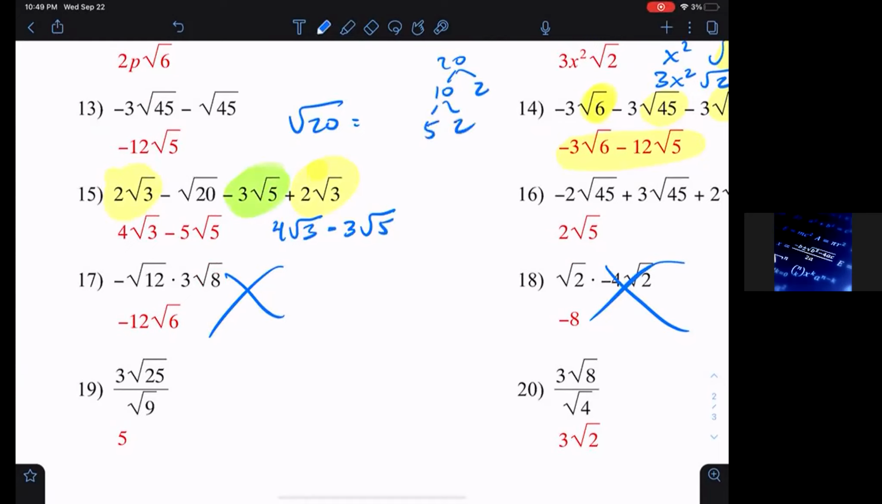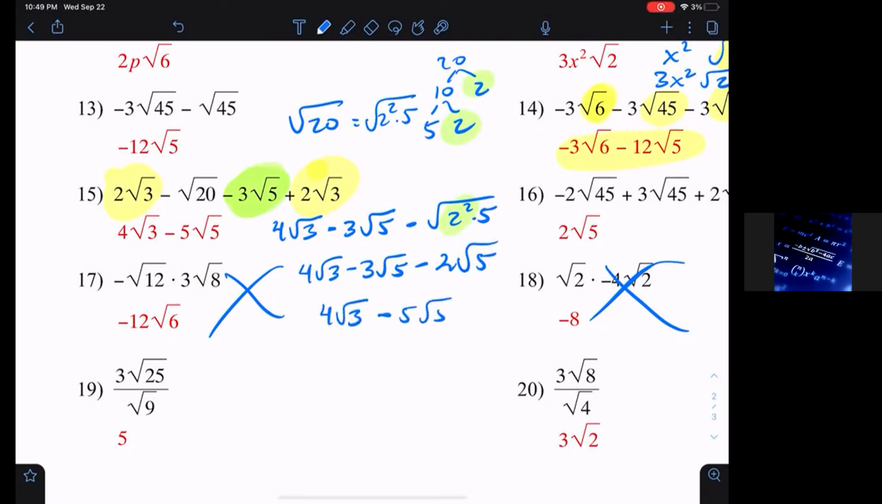So you can see here that we have what? Two 2's, right? So basically this is 2 squared times 5. So this is 4 root 3 minus 3 root 5. Look, this 2 comes out, and this is root 5. So combine like terms, 4 root 3 minus 5 root 5. That's it. That's the answer. Okay? So make sure that you simplify these terms. Okay, next number.